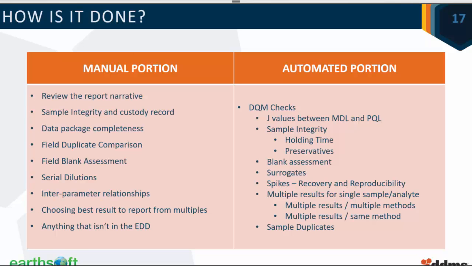Data package completeness, again, we pretty much have to do that manually. And that would be a good place to check whether it matches what's reported in an EDD, whether the analyte list is the same, all those kinds of things. Field duplicate comparison can be done, but again, you have to be able to identify what samples are the field duplicates, so that can be tricky, and a lot of times we end up doing that manually. Field blank assessment, same thing; it's usually a matter of doing it manually to some extent. Even if we have a check for it, we want to go back and make sure we've done what we needed to do. Professional judgment always plays a big part in data review and validation.